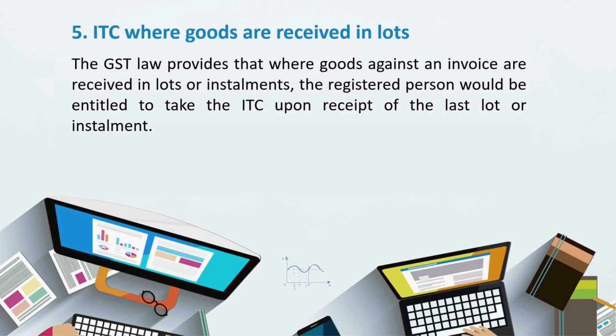The GST law provides that where goods against an invoice are received in lots or installments, the registered person would be entitled to take the ITC upon receipt of the last lot or installment. Condition number 6. Payment of tax to the government.